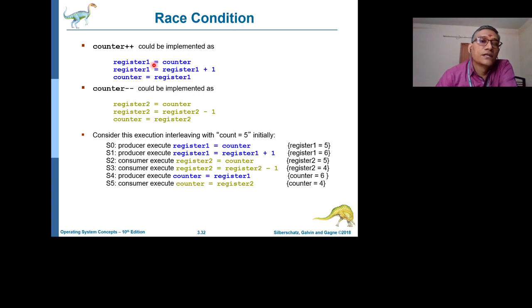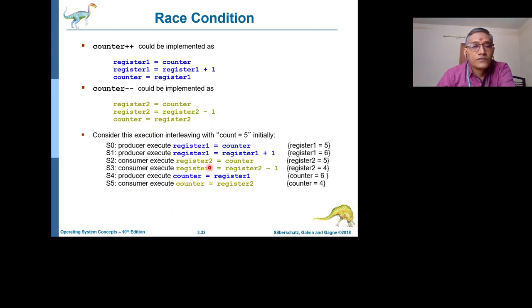So register1 is assigned the counter value, register1 is incremented, and then the counter is reassigned with the value of the register. So this one statement, counter++, is implemented as three statements. Similarly, the counter-- decrement operator is also implemented using three statements.